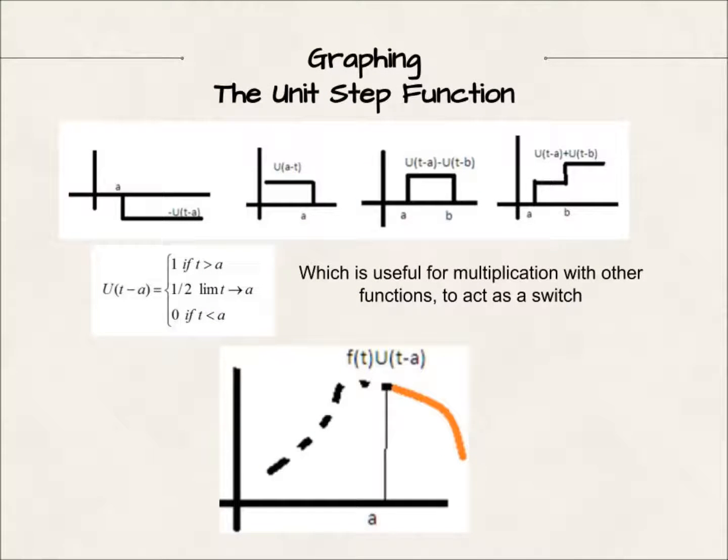Now, as the unit step function is defined to be equal to 0 at all values of t less than a, and 1 at all values of t greater than a, when graphing the product of the unit step function and a function f of t, the graph will be equal to f of t at all values of t greater than a, and 0 at all values of t less than a.